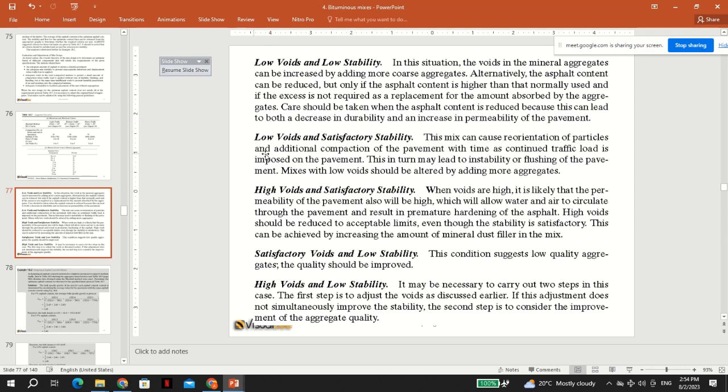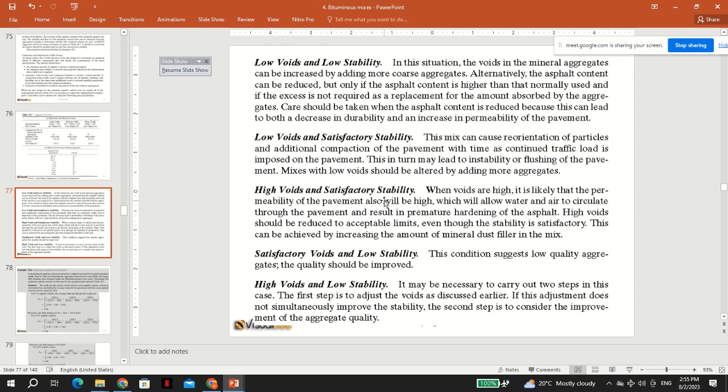Okay. So then we have low voids ratio and satisfactory stability. So that's our very case. This mix can cause reorientation of particles and additional compaction of the pavement with time, as continued traffic is imposed on the pavement. This in turn may lead to instability or flushing of the pavement. Mixes with low voids should be altered by adding more aggregates. Okay, so once you do your mix design, if you find any anomaly, unless it passes all the checks, you can check what is ailing you and find the solution here.